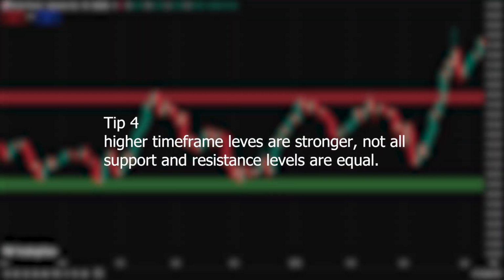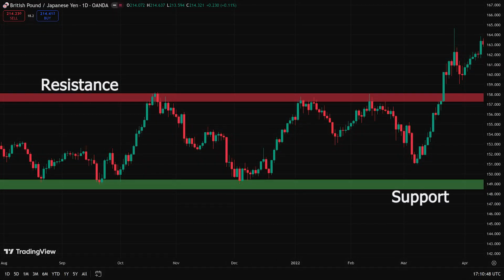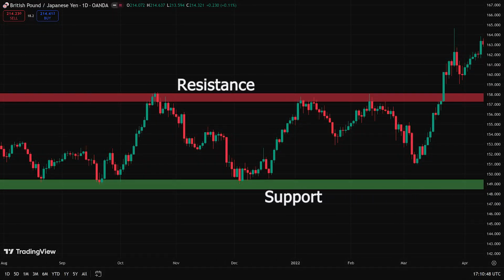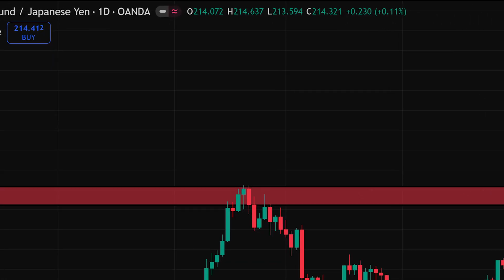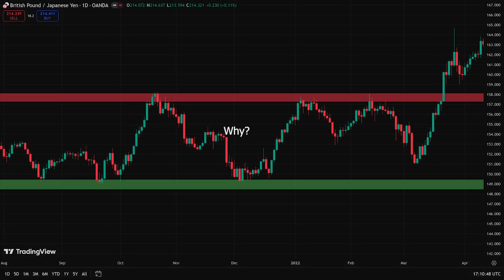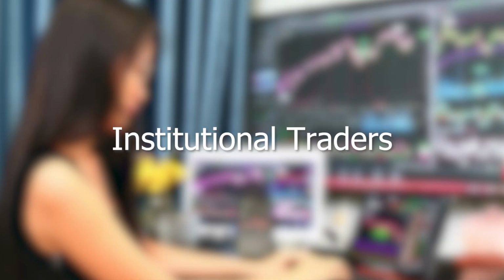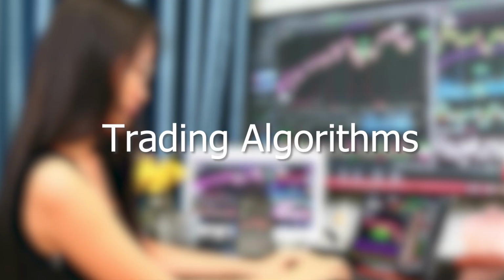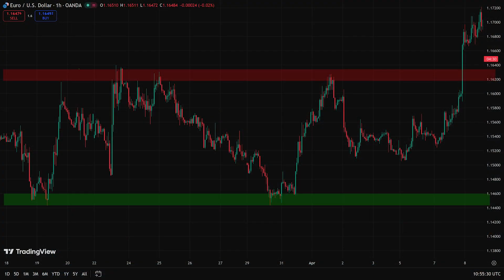Tip 4. Higher time frame levels are stronger. Not all support and resistance levels are equal. Levels that form on higher time frames are usually stronger. For example, daily levels and weekly levels. Why do these levels matter more? Because more traders see them. Retail traders, institutional traders, funds, even trading algorithms. When more participants watch the same level, more orders build up around it.